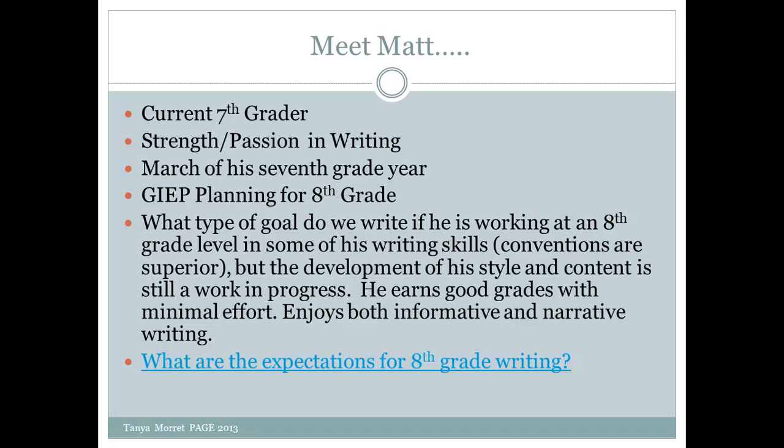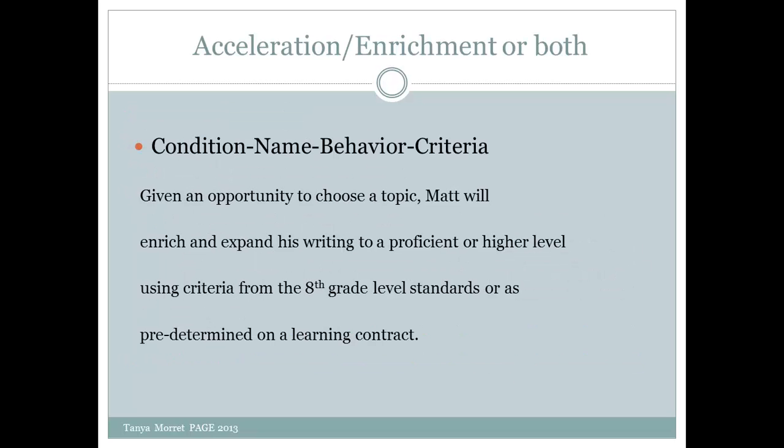Using what the Common Core State Standards say are part of 8th grade expectations, I would write a goal for Matt that would look something like this. Given the opportunity to choose a topic, Matt will enrich and expand his writing to a proficient or higher level using criteria from the 8th grade level standards or as predetermined on a learning contract. That's the goal.